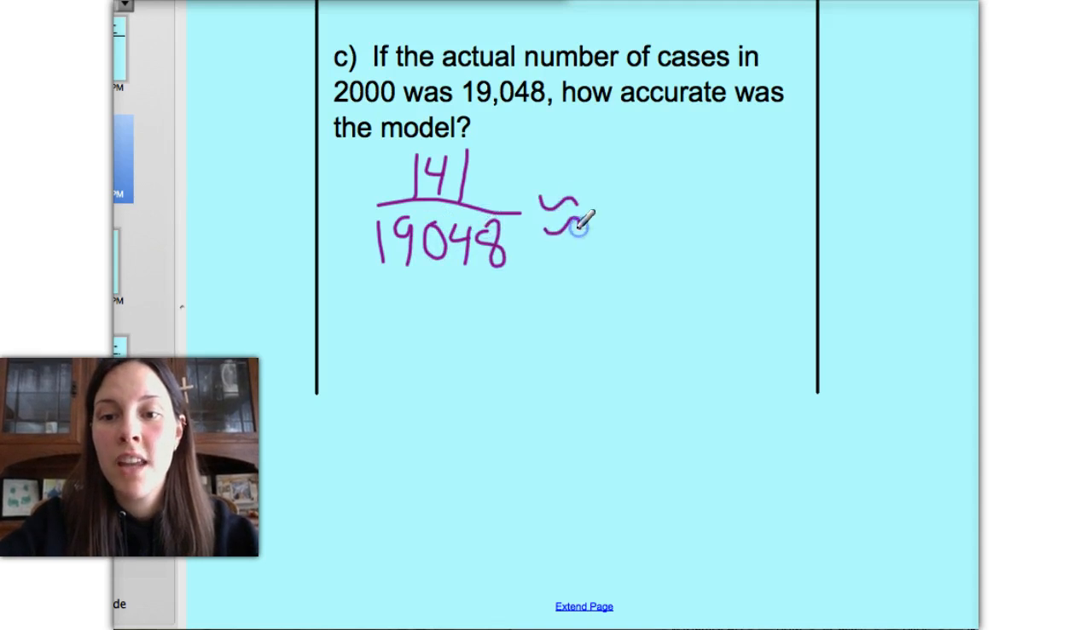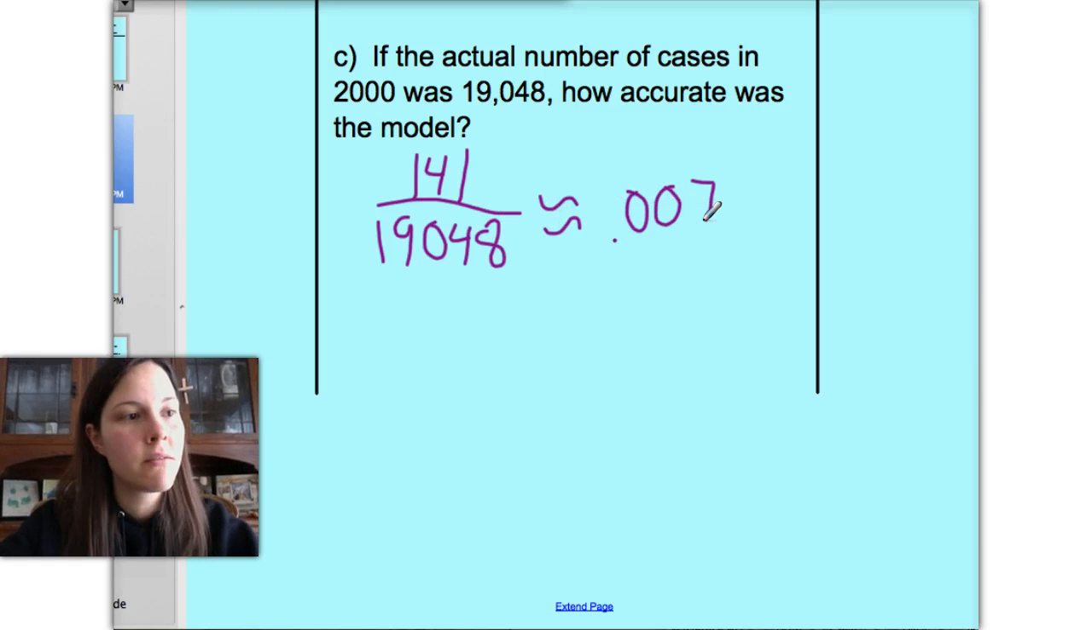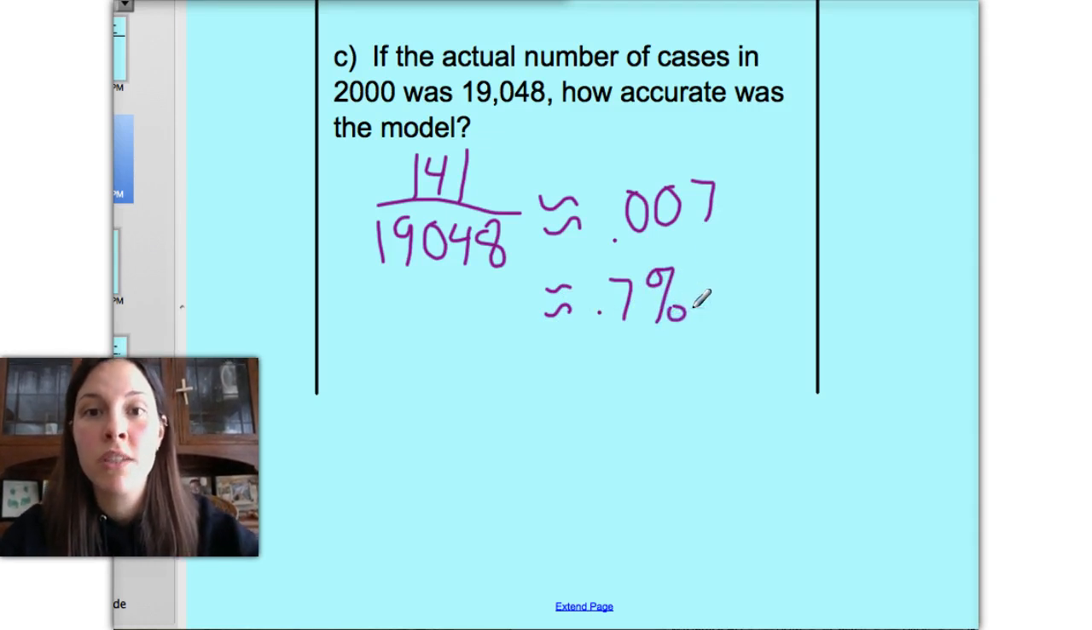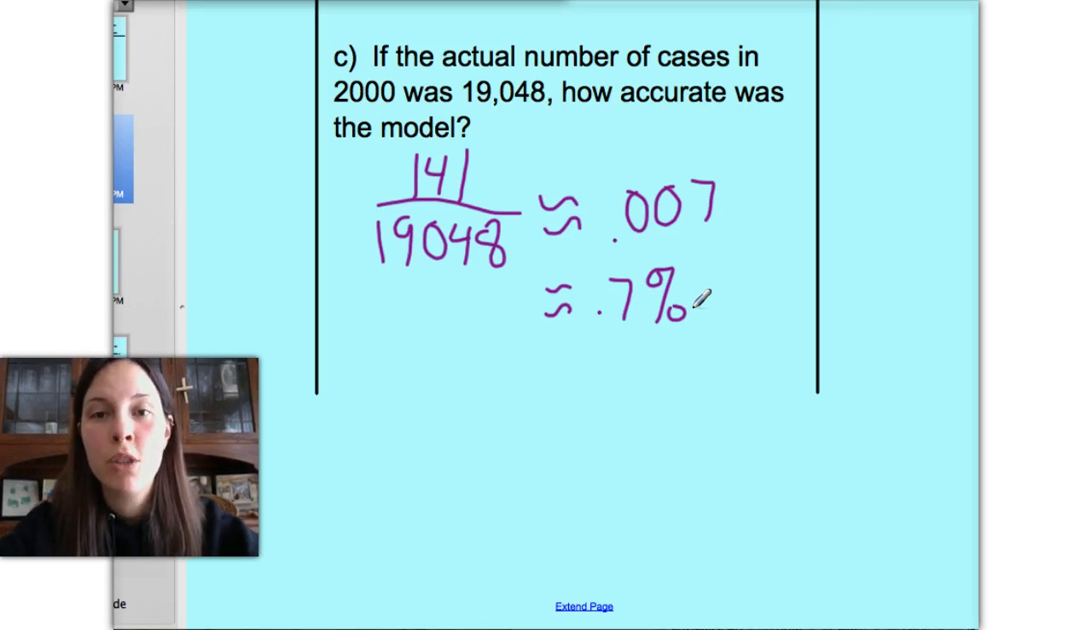And when we divide that, we get about 0.007, which is approximately a 0.7% error. Make sure when you convert it to a percent, you multiply by 100. So our error was very, very tiny, which means that our model was extremely accurate. For this case, the longer that we predict the model out for, the less accurate it would potentially be.